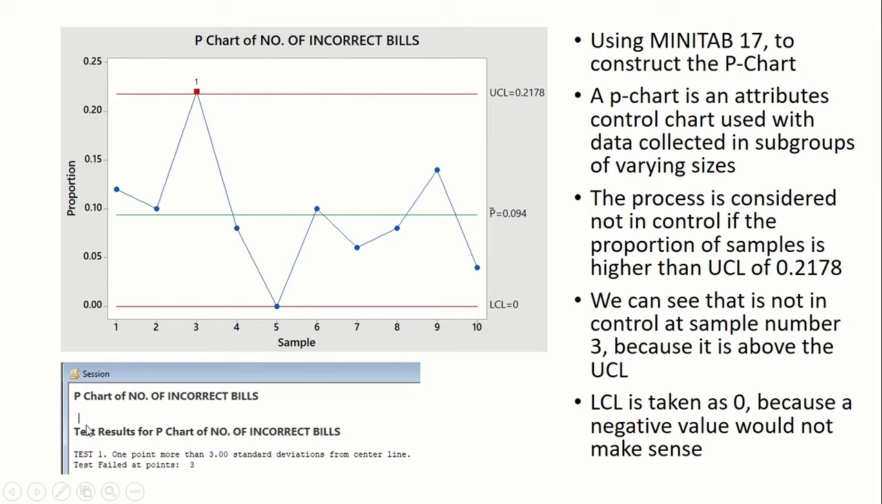And Minitab also gives the test result for the P chart of number of incorrect bills. We see here: 1 point more than 3 standard deviations from the center line. Test failed at point number 3.